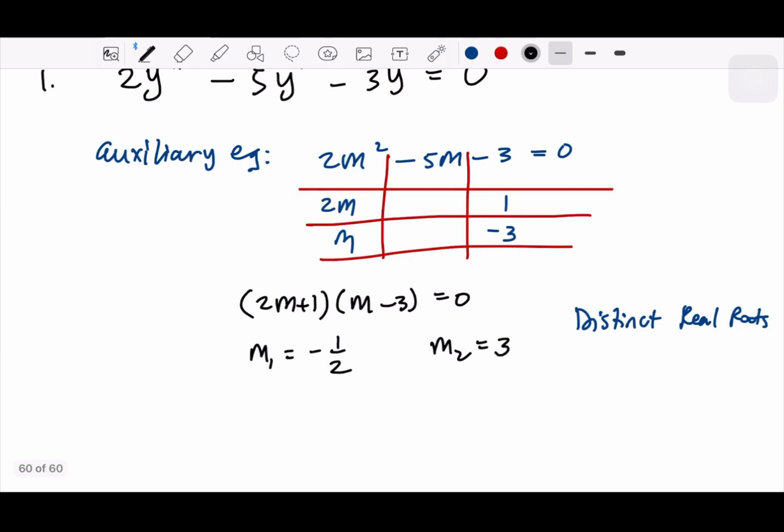So we are writing the general solution: y equals C1 e to the power of -x/2 plus C2 e to the power of 3x.